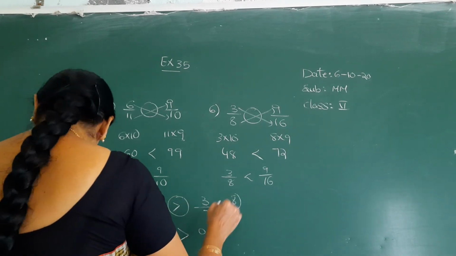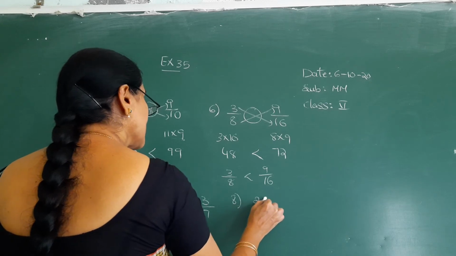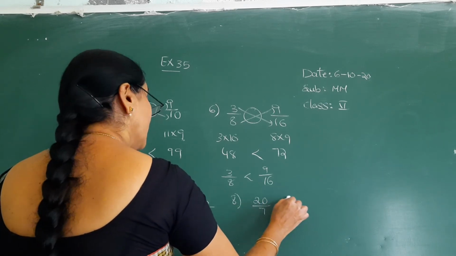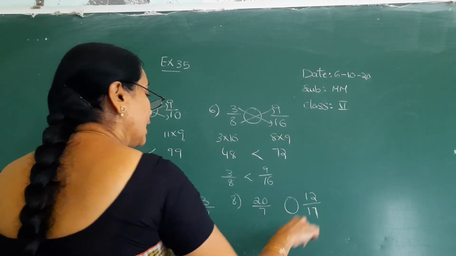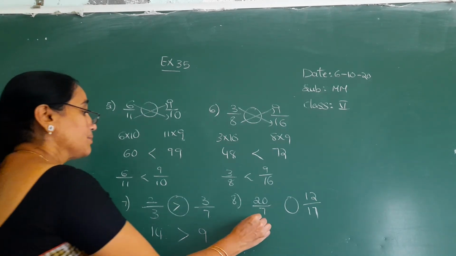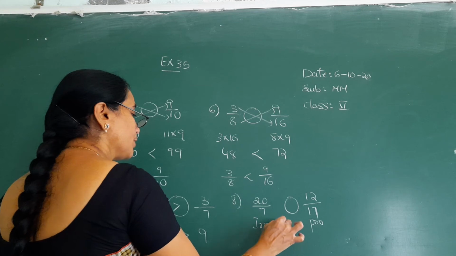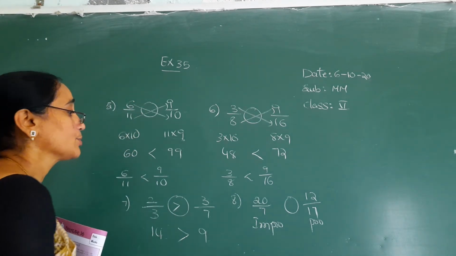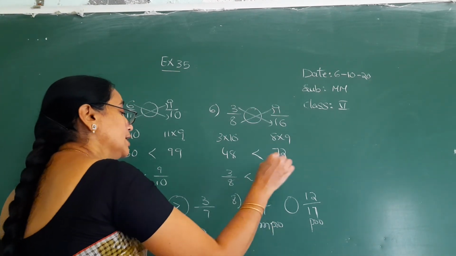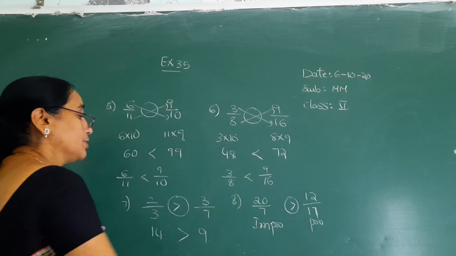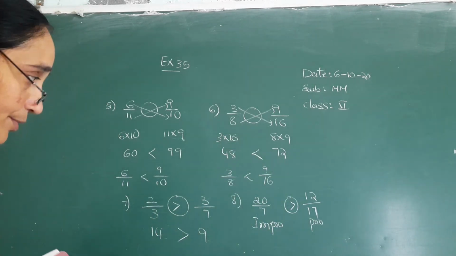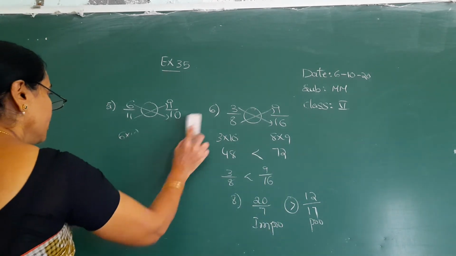See the eighth problem. 20 by 7, 12 by 17. Again you have to observe that it is an improper fraction, and it is a proper fraction. So an improper fraction is always greater than the proper fraction. So you have to use the simple greater symbol. Okay, go for the next problem.